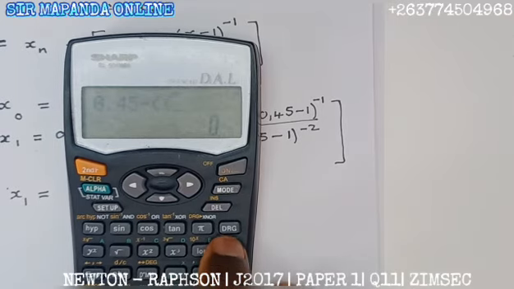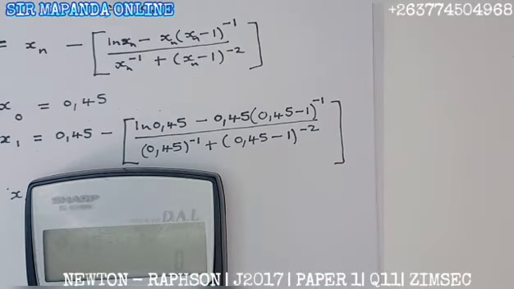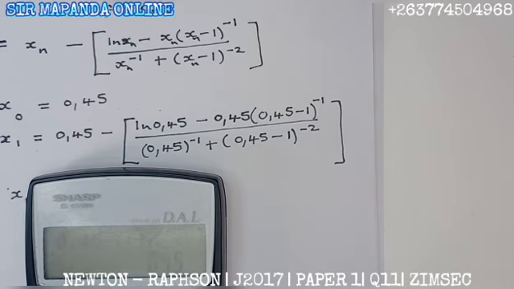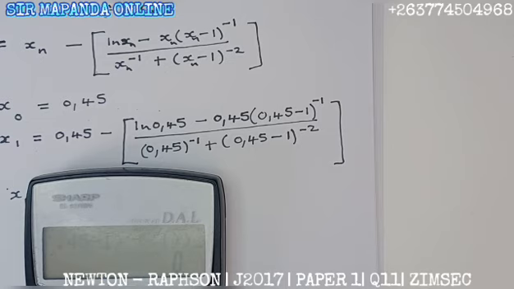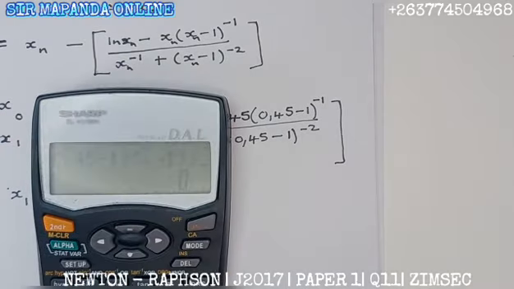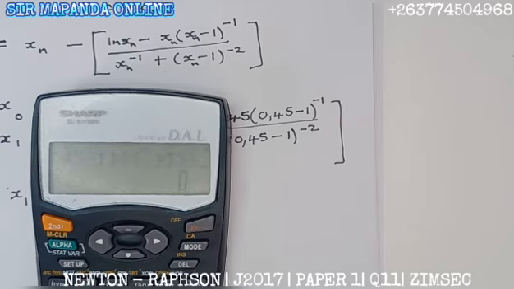So our numerator is ln 0.45. So you punch ln 0.45. Then you put minus 0.45. You write 0.45 here. You put this open bracket, 0.45 minus 1, close bracket, to the power of minus 1. Then you close bracket. So we are through with the numerator. I hope you are following. Then you put your division sign.